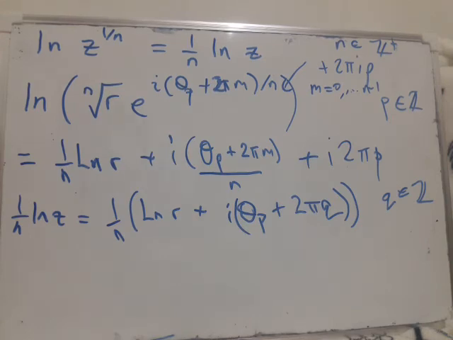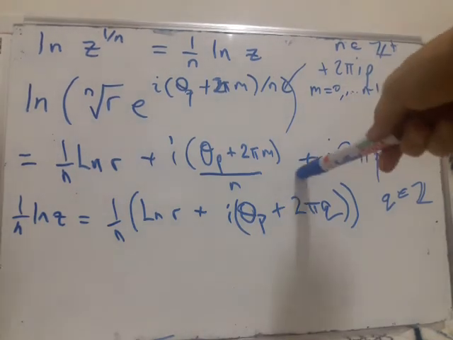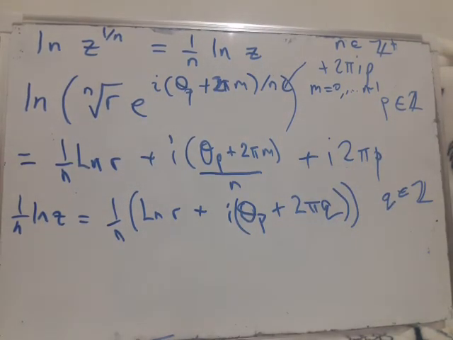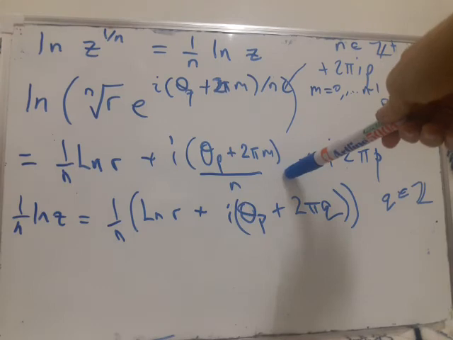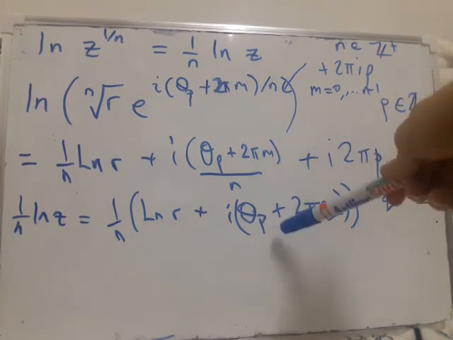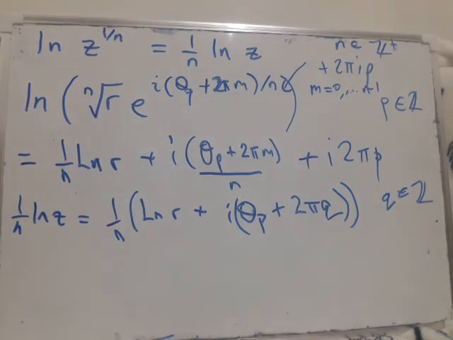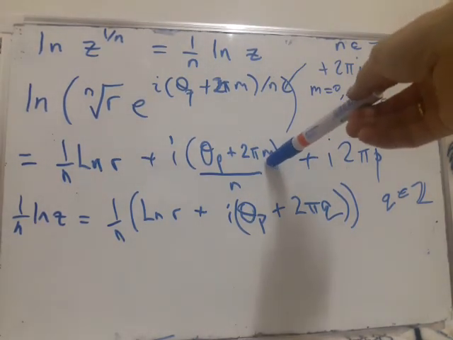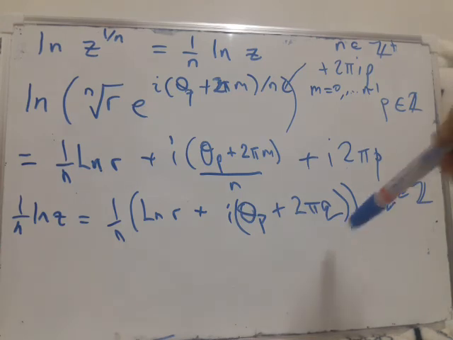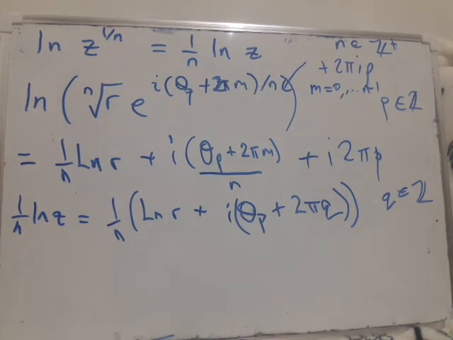So the question is, is there a one-to-one correspondence between these two quantities? Obviously the 1 over n log r is the same in both cases, but for any allowable value of m and n and p, can we find the appropriate value of q?